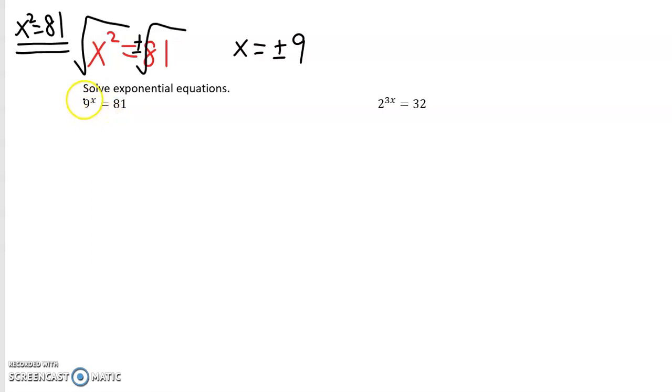In order to solve for the base, if it's squared, we can take the square root. If it's a third power, we can take the cube root. But right here, we're solving for the exponent, so we couldn't take the square root or the third root. The idea of solving exponential equations is pretty much similar to doing exponents. So first, let's go over the concept of exponent again.